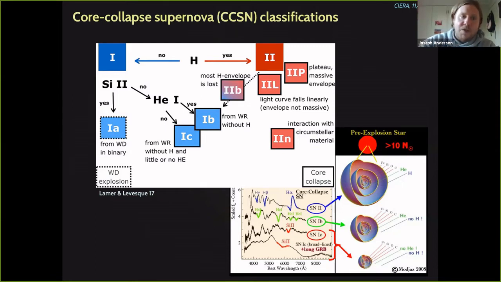In the type 1s, we also have 1As, which are believed to come from white dwarfs in a binary system, white dwarf explosions, but I'm not going to discuss these at all in the rest of the talk. In the type 1s, there are also these 1Bs and 1Cs, and also type 2Bs. As I said, a type 2 shows strong hydrogen features in their spectra, but as you move to the type 2Bs, these show short-lived hydrogen features, and then 1Bs show basically no hydrogen, except in some special cases, and then going to the 1Cs, you don't see any hydrogen, you don't see any helium.